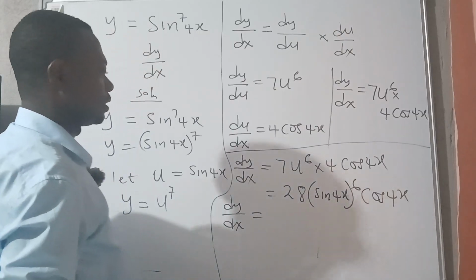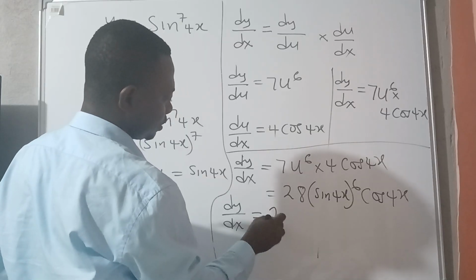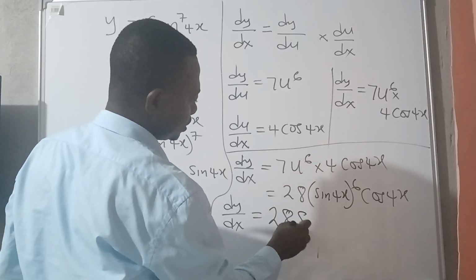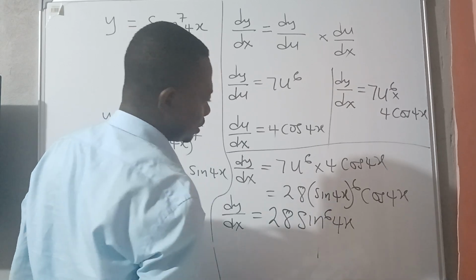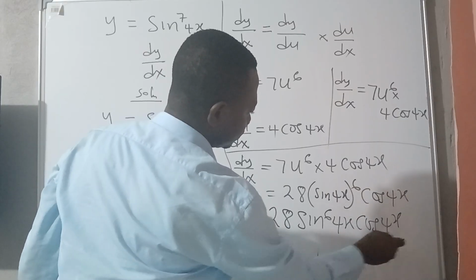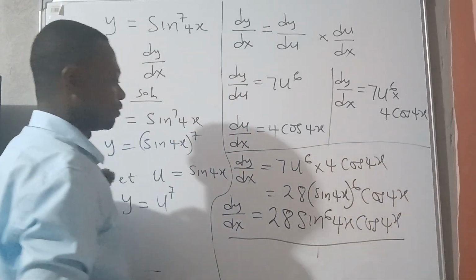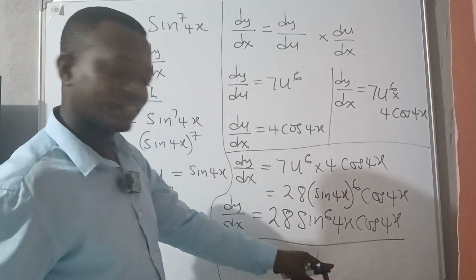Let's write the final answer: 28 sine to the sixth power 4x, and we have cos 4x. So that's that. The derivative of this is here.